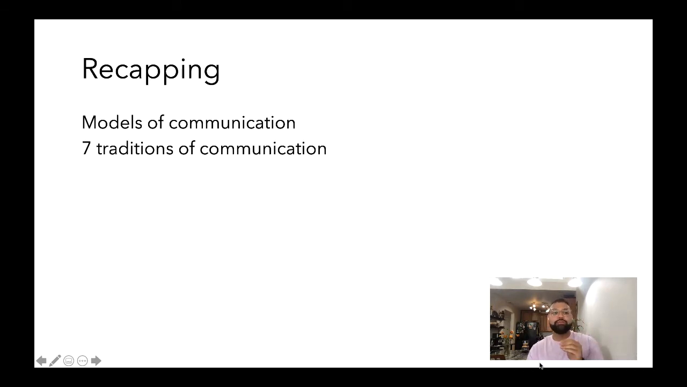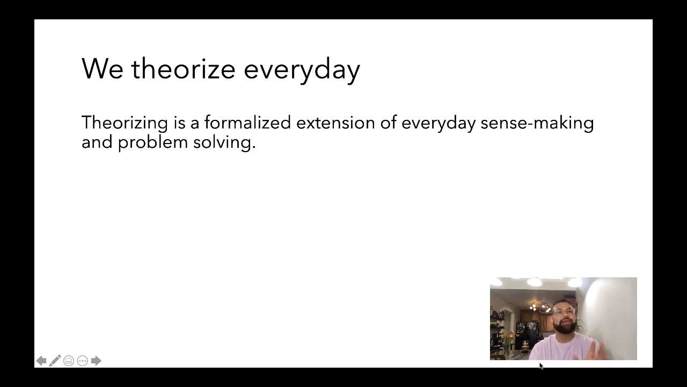Recapping really briefly, last time we touched base on Zoom, we identified the different models of communication, how we started off with the linear model to the transactional model to the interactional model. We covered the 7 traditions of communication, from intrapersonal, interpersonal, group, organization, mass media. Our field is very vast, but something that ties each of these different areas together are theories.